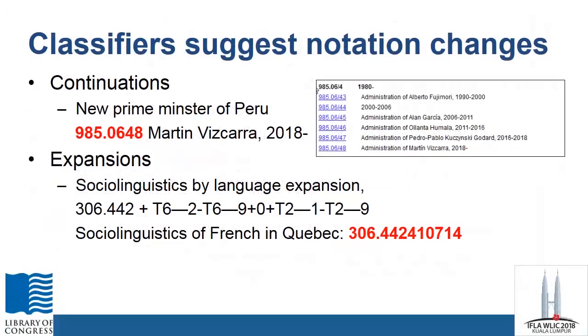One of my other classifiers whose area is literature suggested that the sociolinguistics by language expansion was necessary, so that we could have, for instance, sociolinguistics of French in Quebec. That was, again, a suggestion from my staff, directly to the editors, usually perhaps by email, but often just walking down the hall to talk to them.